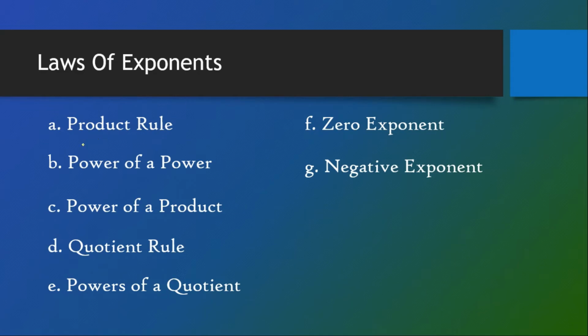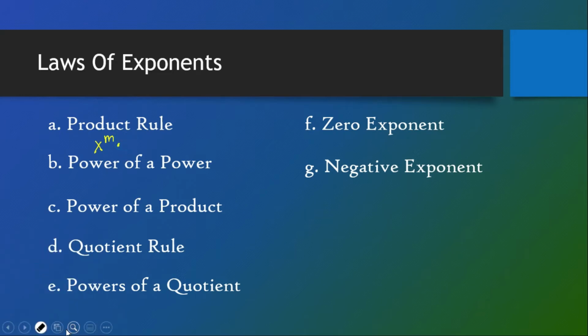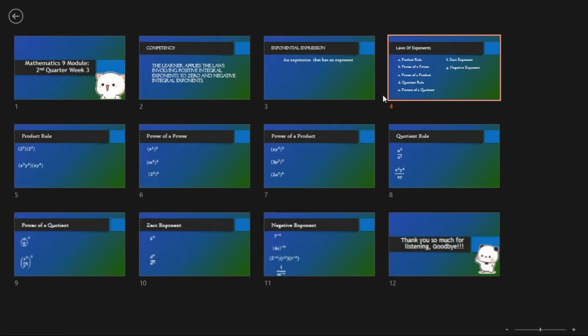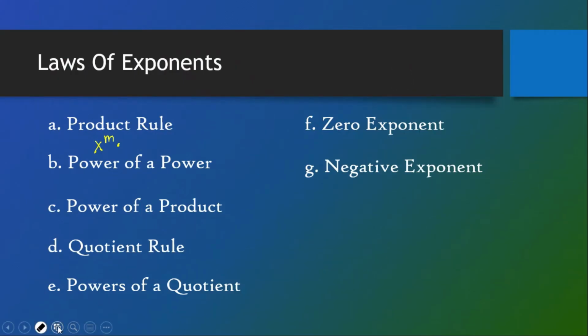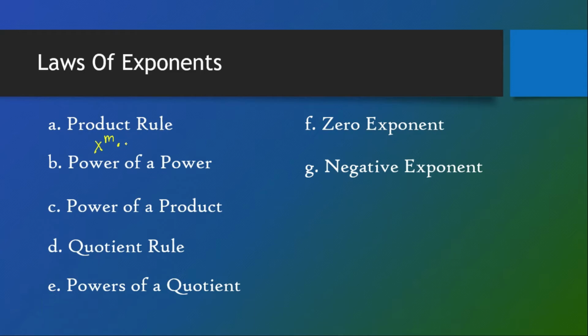So, sa product rule muna tayo. If we multiply a same base, pero different yung kanyang exponent, let me erase that. And x raised to m times x raised to n. So, same base, pero different yung kanyang exponent. Ang gagawin nyo dyan, i-add nyo yung kanyang exponent.